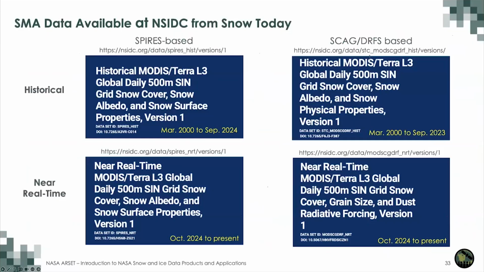Before I go, I'm going to talk about where you can find the data that I talked about today. On the left side, we have the Spires-based algorithms, and on the right side, the SCAG-DRFS algorithms. And the top is historical data, and the bottom is near real-time data. And all of these data sets are available at the National Snow and Ice Data Center, with various dates for the historical and the near real-time data. I will note that the data on the upper right is not gap-filled like the other three data sets.